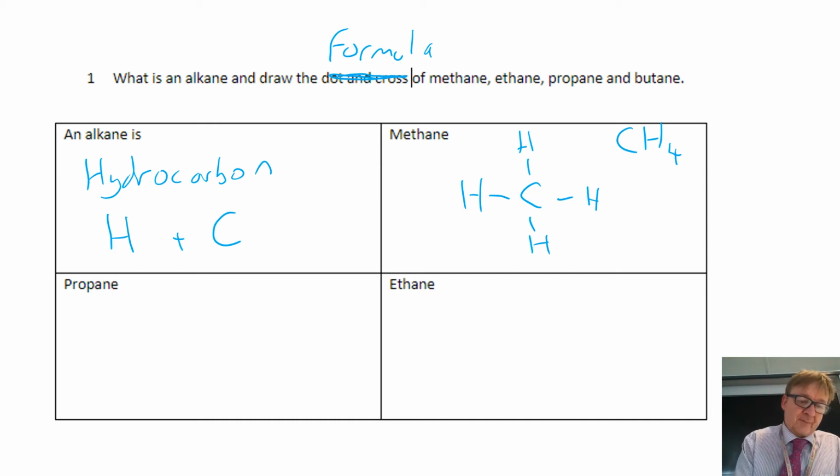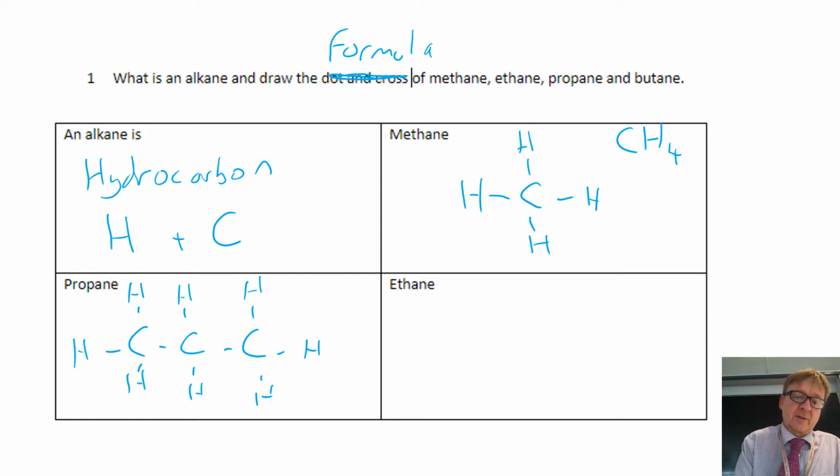Propane is C, C, C, with lines around it, and each one of those little lines is then a hydrogen bond. And if you look at every single one of the carbons, every single one of the carbons has got 4 little lines going to it, 4 bonds. So the formula of propane is C3H8.